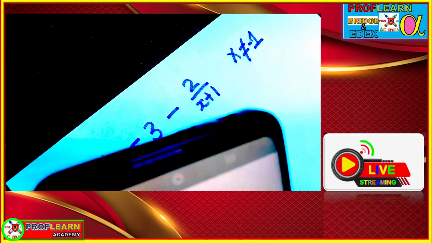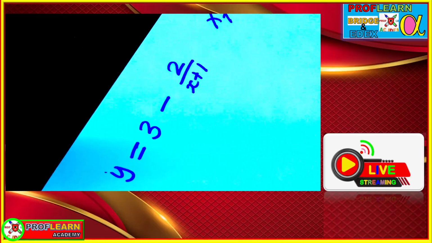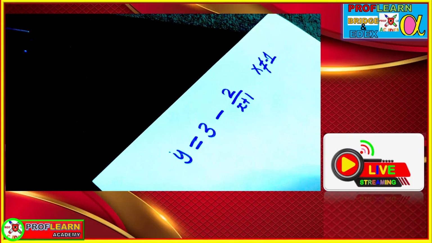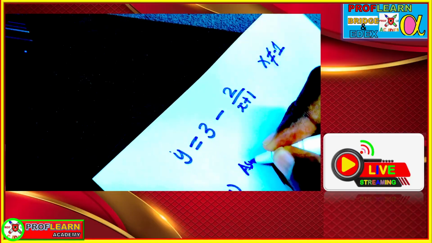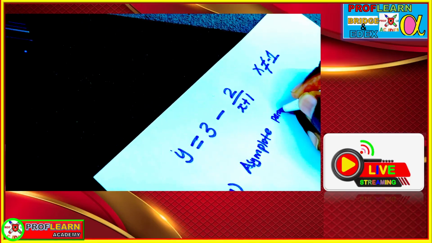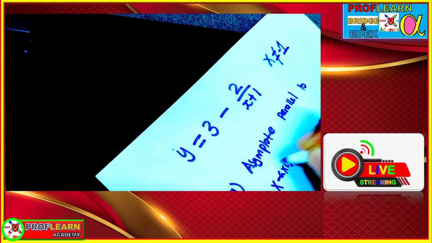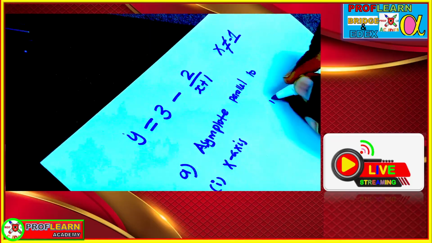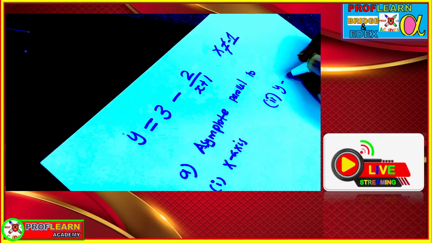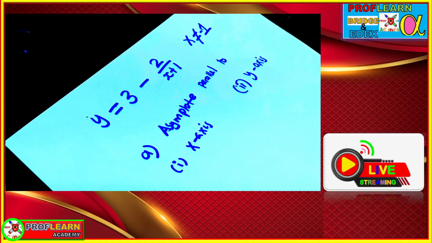The first equation, we're supposed to find an asymptote parallel to the x-axis. So here we are supposed to deal with asymptotes. We're going to deal with asymptote Roman 1 parallel to the x-axis, and also we are supposed to find asymptote Roman 2 parallel to the y-axis. So these are the two questions student X gave us.